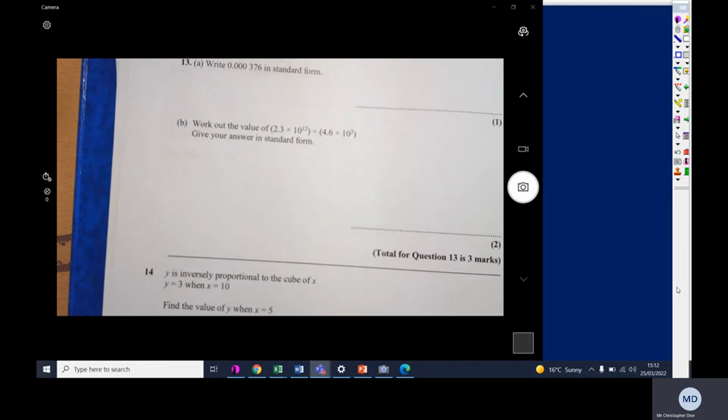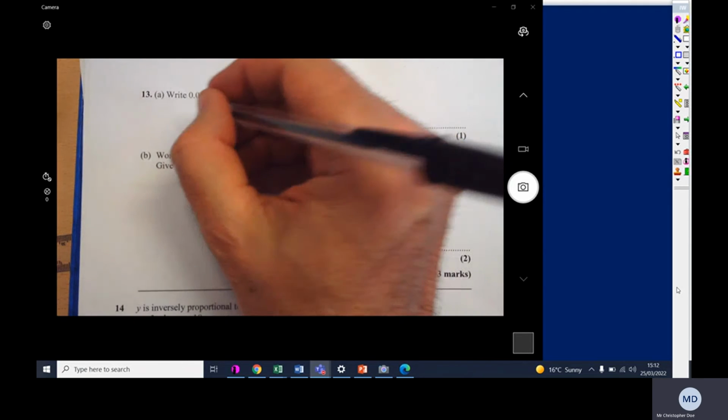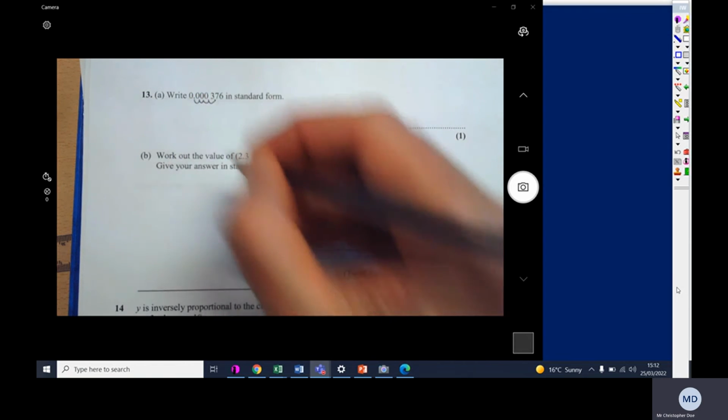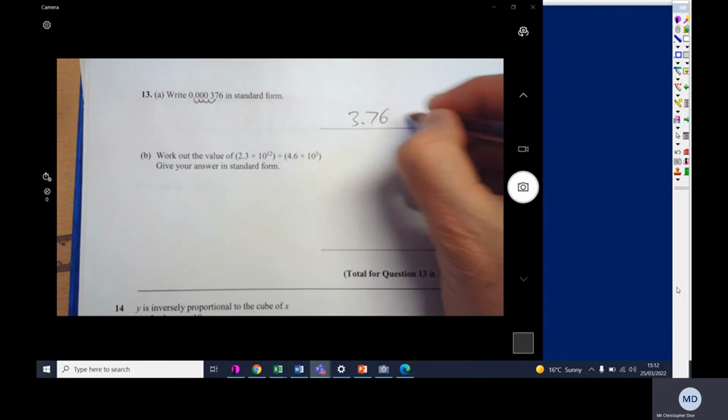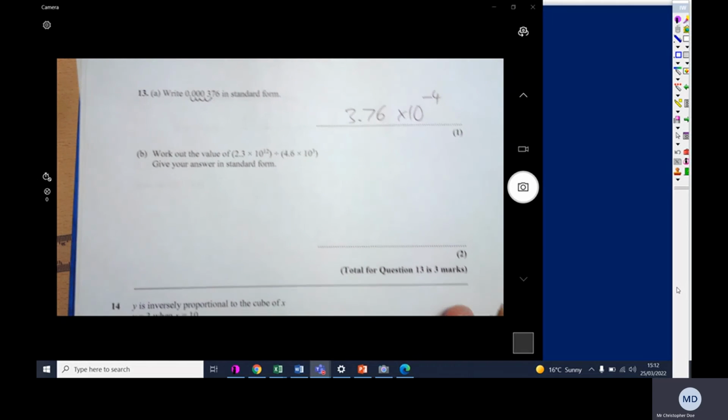Question number 13, standard form. How many times can you move the point? 1, 2, 3, 4. So it's 3.76 times 10 to the power of -4. Most of you had that.